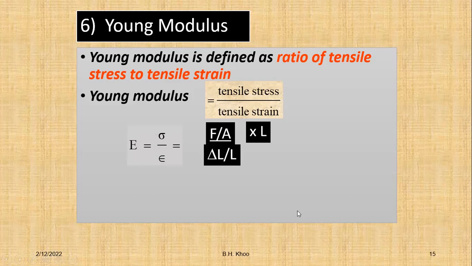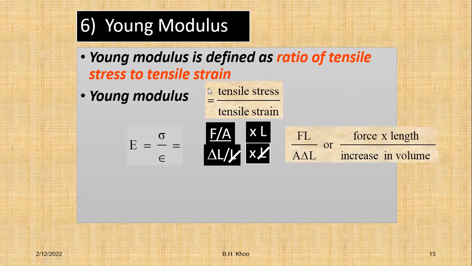So we can multiply by L to get rid of this bottom L here. We didn't do anything illegal. So this L and this L cancel off, and this A can take it down. So we get FL over A delta L. Just imagine that this is like work. This is not work, remember. This is the original length, but this one is the increase in volume. Force times original length over increase in volume.